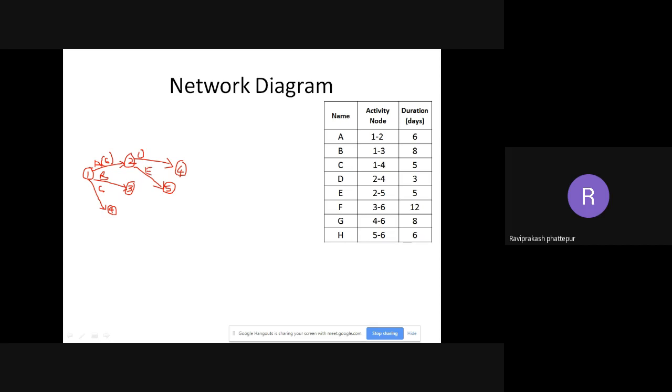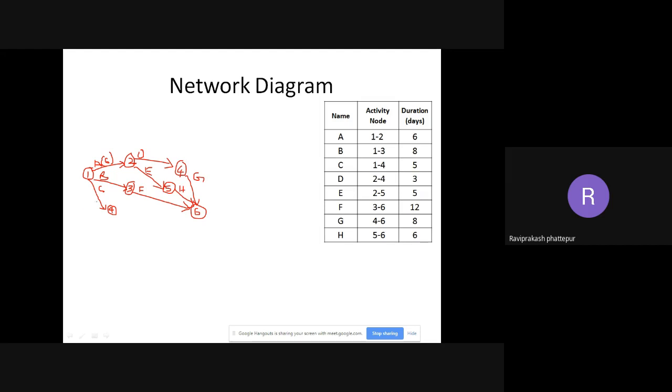Just don't draw, just look at this, then you can draw it at the end. First understand how to draw it. This is E, then F. F is 3 to 6. Is there any 6 here? No. So I have to draw one more. 3 to 6 is F. And always remember to draw the arrowhead as well. Then 4 to 6 is G. Then 5 to 6 is H.